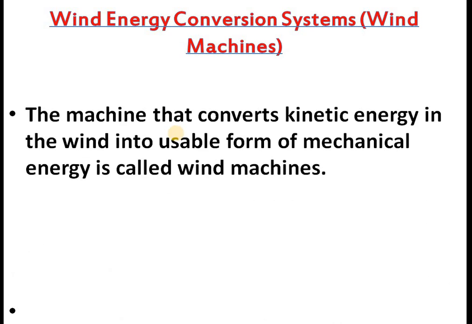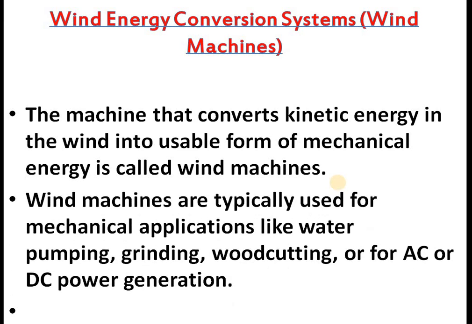Now let us come to wind energy conversion systems. It is a device that converts kinetic energy in the wind to a usable form of mechanical energy. It can be converted either into mechanical energy or into electrical energy. If it is mechanical energy, we can use it for other purposes like windmills, grinding, and water pumping. You can use it for water pumping, for flour grinding, wood cutting, and for AC power generation.